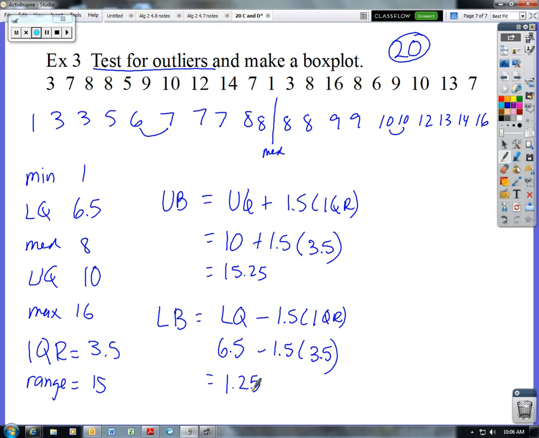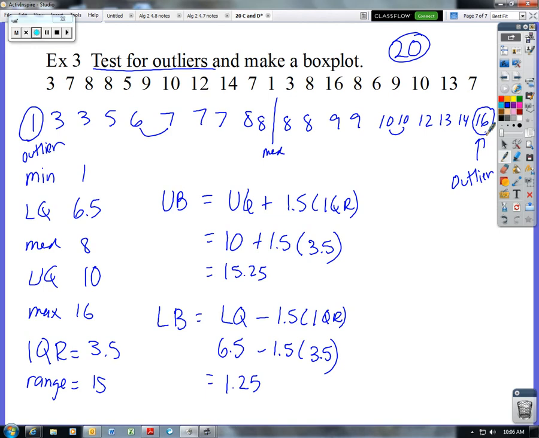And then we can now look at our list here and see if we have any outliers. On the upper end, 15.25, so this 16 here is going to be an outlier. And then on the other end, 1.25, so 1 is the only outlier we have on the other side. Sometimes you will get a couple of outliers. You can have more than one outlier on either end, just so you know. But in this case, we just have one on each side.